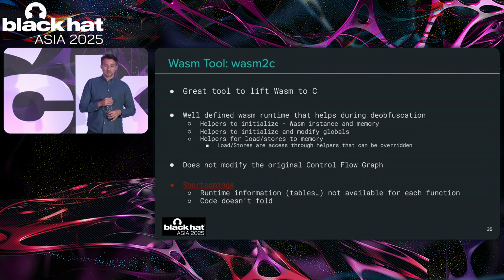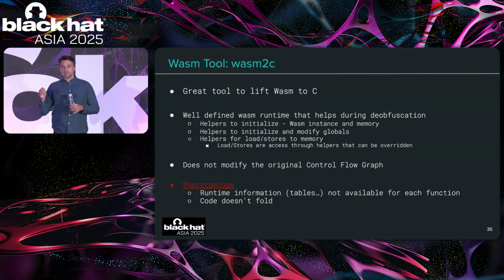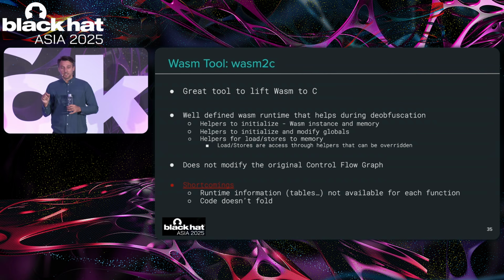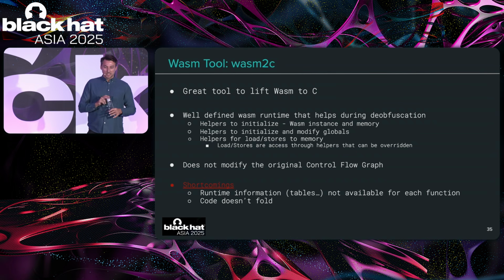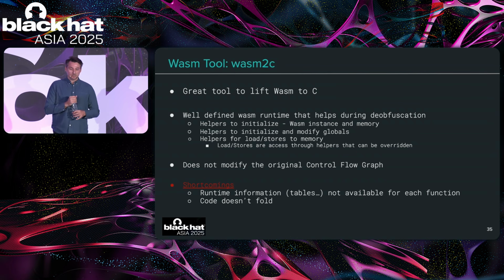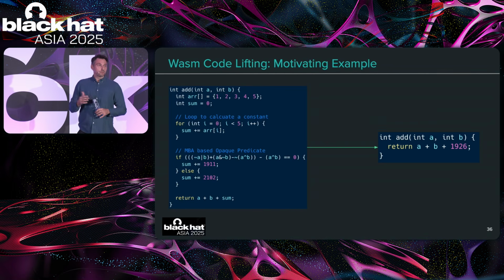It also comes with helpers for the globals, and it has some helpers for load and stores. So you won't see load and stores directly applied in the code, but it's always through a function that does the operation. And most importantly, it doesn't modify the original control flow graph in the beginning. So it means after obfuscation, we retrieve the same control flow graph when we're going to lift it, which is quite useful if we want to go for the deobfuscation. There are some shortcomings. At the beginning, it's not able to access the tables, but we can show you how we can achieve that. So here's a motivating example.